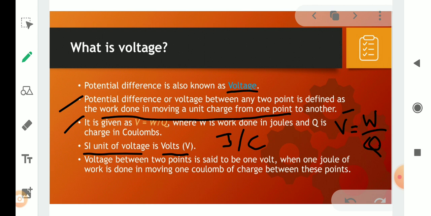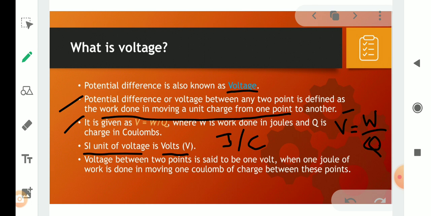The name volt, the SI unit, is given in honor of the physicist Alessandro Volta, who worked on potential difference. So the unit is volt, joule per coulomb. The SI unit of potential difference or voltage is joule per coulomb, or volt.